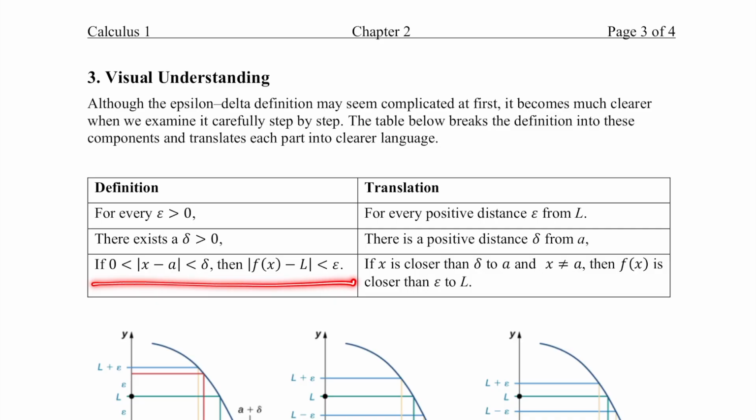This statement means if x is closer than delta to A and x is not A, then f of x is closer than epsilon to L. If x stays close enough to A, f of x stays close enough to L.